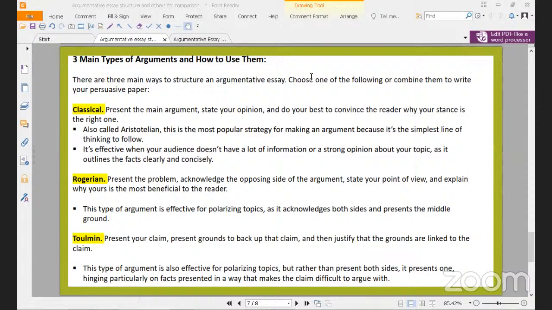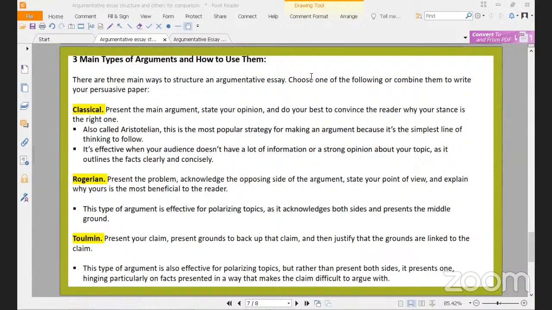Toulmin: present your claim, present grounds to back up that claim, and then justify that the grounds are linked to the claim. This type of argument is also effective for polarizing topics, but rather than present both sides, it presents one, hinging particularly on facts presented in a way that makes the claim difficult to argue with. Okay, hinging particularly. Hinging, yes. Okay, guys.